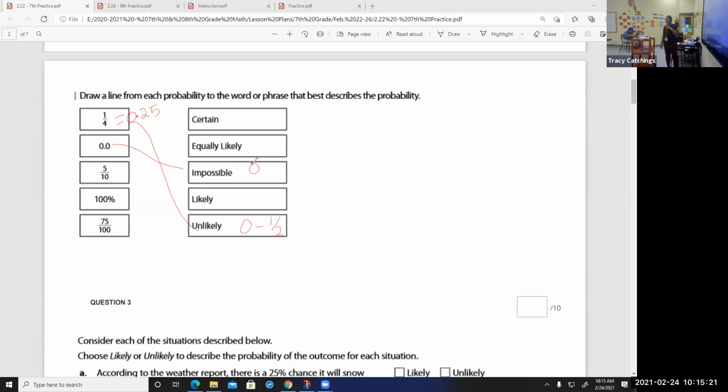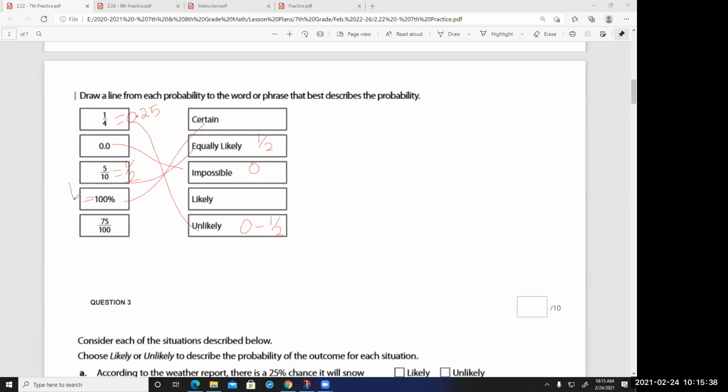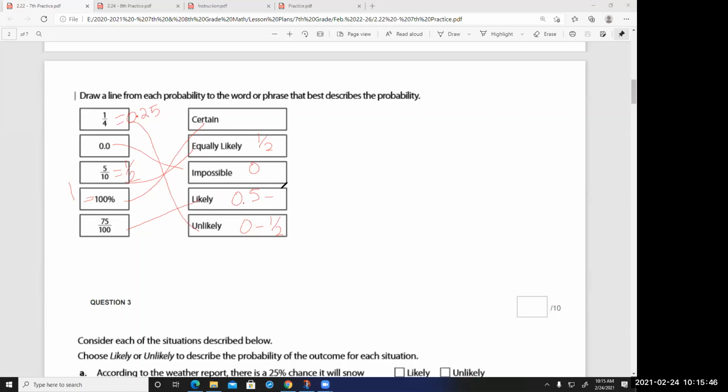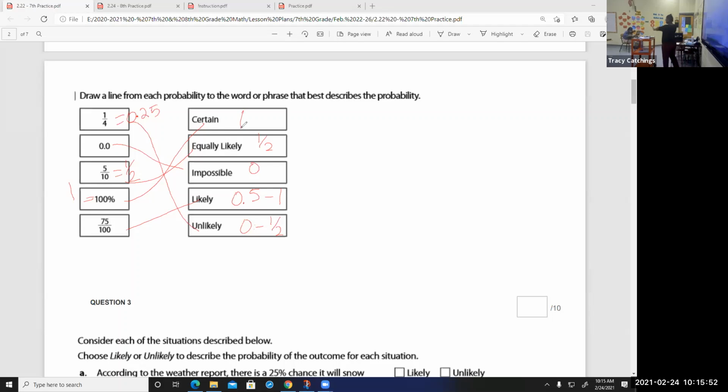What about 5/6? Why you say equally likely? You want? It's in the middle, good. Or in other words, that is a half. What about 100%? That would be 1 whole. What about 75 over 100? That would be likely, and that's between a half and a whole. Good job. Any questions about it? No. You good?